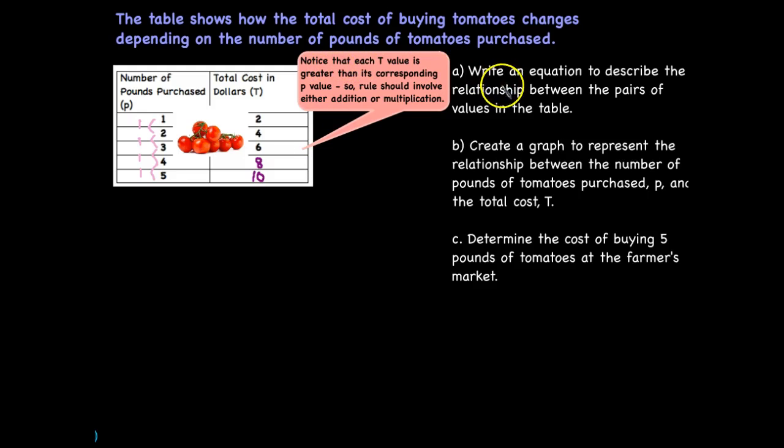Now, let's look at A. Write an equation to describe the relationship between the pairs of values in the table. So how are we going to do that? Well, the first thing you might notice is that each t value here, so our y value, is greater than its corresponding x or p value. So whatever rule we have should involve either some sort of addition or multiplication because we're growing. Notice this goes up by 2 every time.